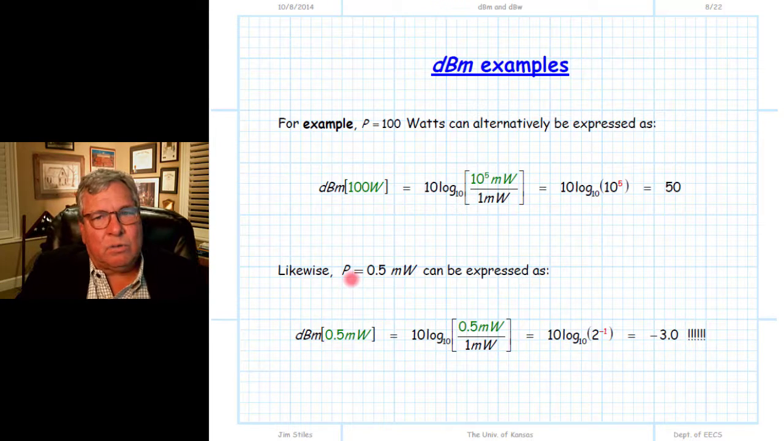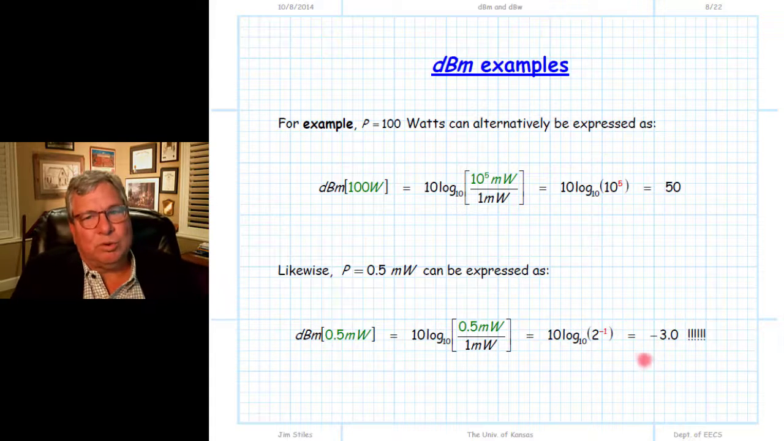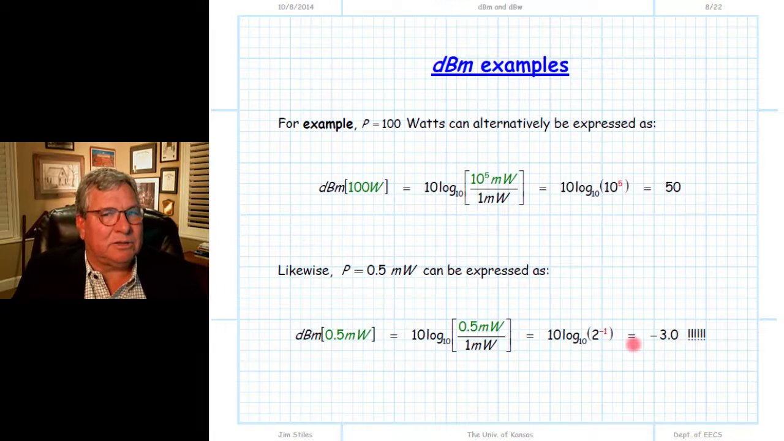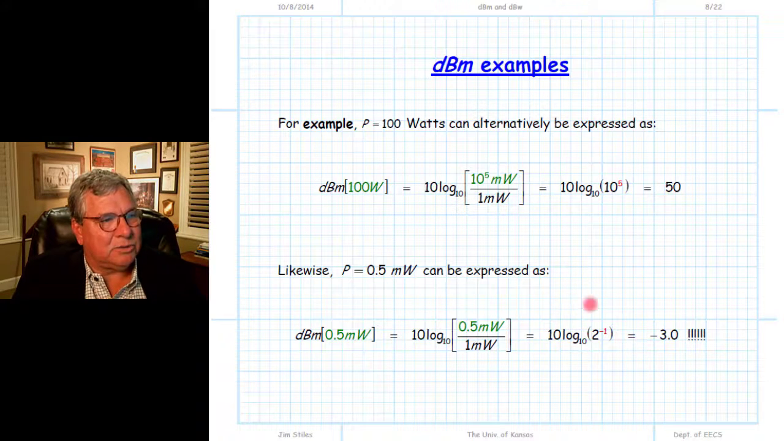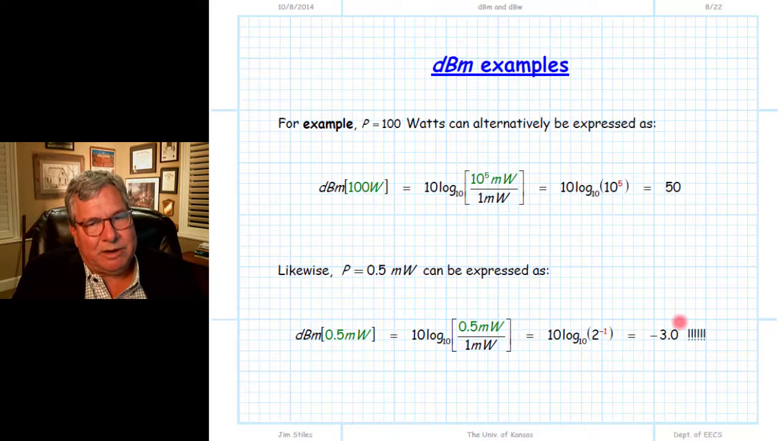Or if our power were 0.5 milliwatts, just 1/2 a milliwatt, we would apply the dBm operator, divide by 1 milliwatt. The milliwatt cancels out. We get a value of 0.5, or 2 to the minus 1. We pull the minus 1 out front. 10 log 10 of 2 is equal to 3. Not exactly, but close enough that we'll call it 3. And therefore, minus 1 times 3 is minus 3. In other words, we're saying that the power in this case is 3 dB less than 1 milliwatt. 3 dB less means 1/2. 1/2 of 1 milliwatt is 0.5 milliwatts.